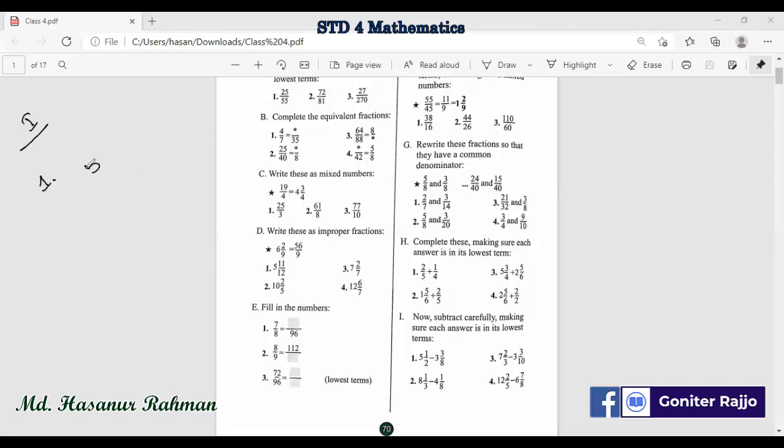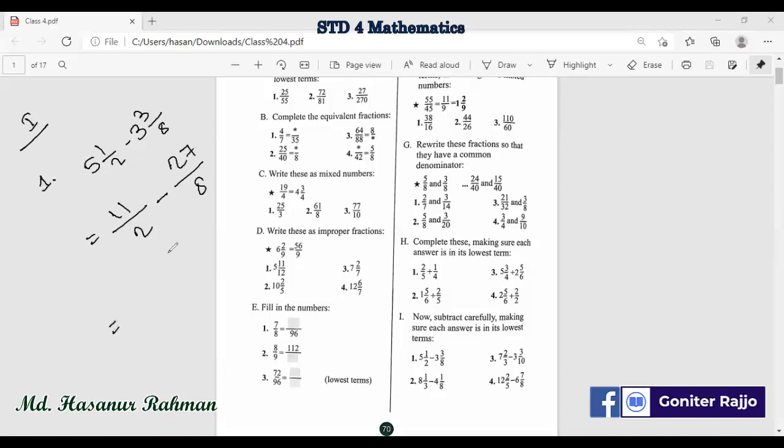Number 1: 5 whole 1 by 2 minus 3 whole 3 by 8. At first, we have to convert these mixed numbers into improper fractions. 2 5s are 10 plus 1, that is 11, minus 8 3s are 24 plus 3, that is 27.